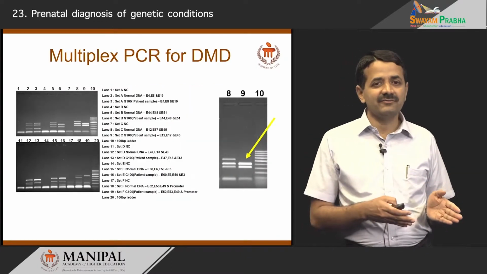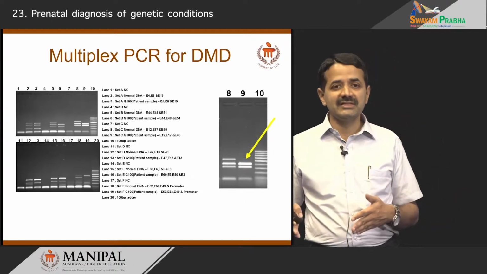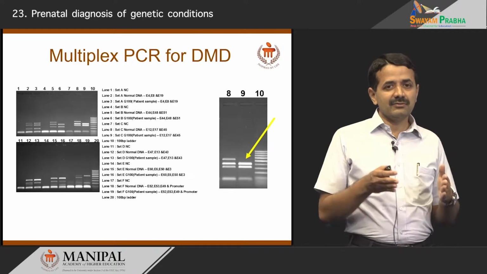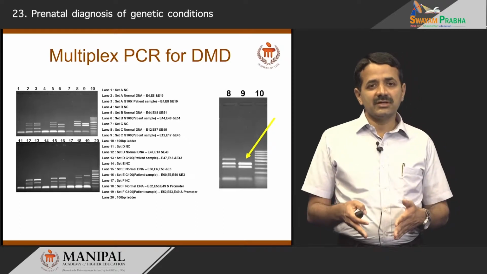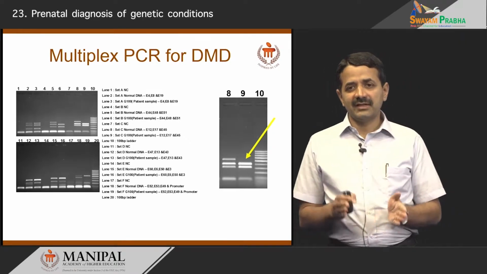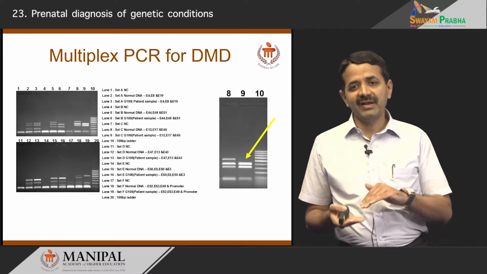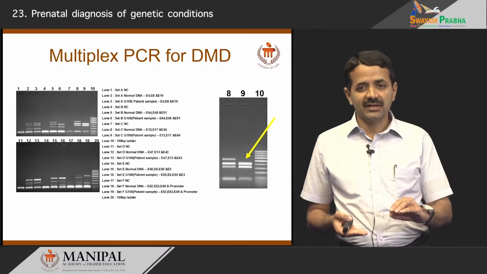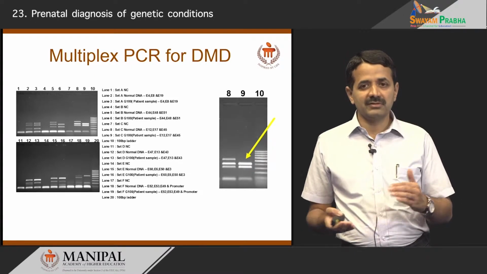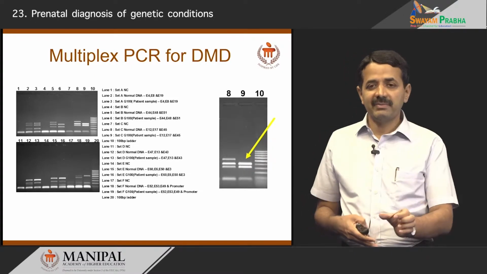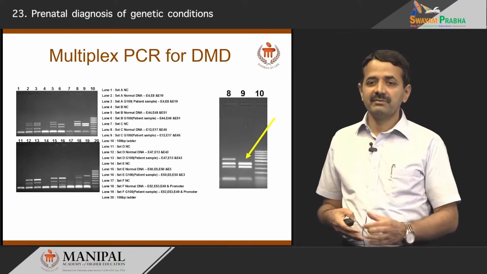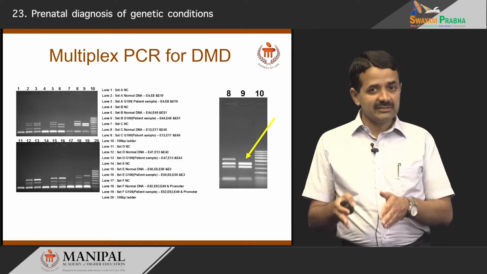You can see the bands for different exons of the DMD gene. I have written negative control, patient, positive control, and you can see here on the right side in lane 9, one band is missing. What we do is we take the DNA, we run the PCR using different primers for the DMD gene, and if a particular band is missing, that means that particular exon is deleted, and that is how we make the diagnosis of DMD. This is one of the ways.